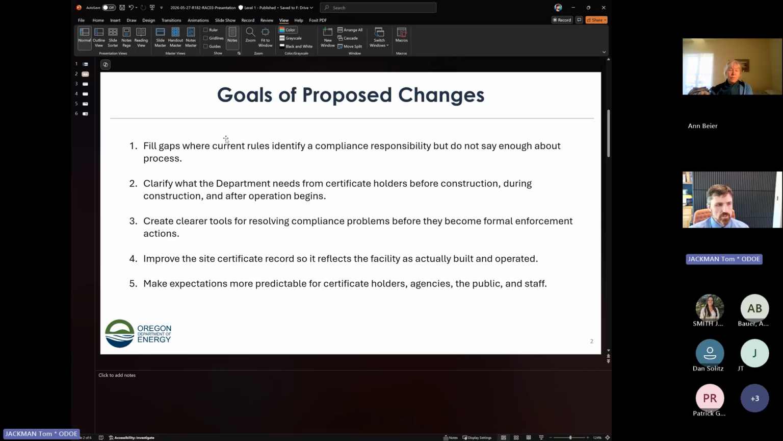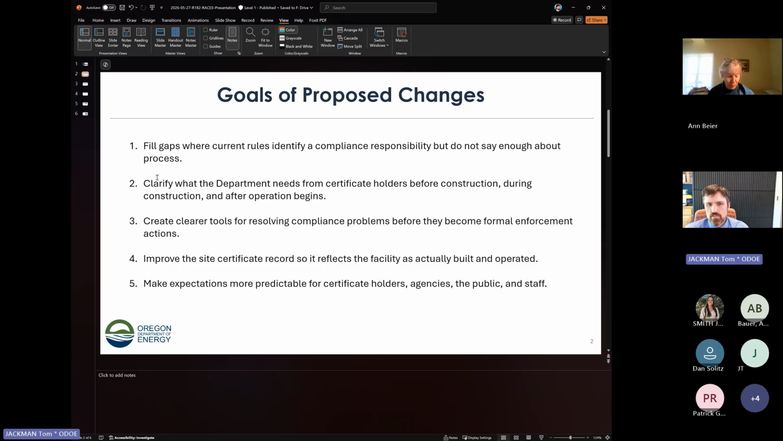First, I wanted to discuss what the main goals are here, which was in the guide that I shared with the group. The primary goal, the number one driver, is to fill gaps where the current rules identify a compliance responsibility either for the developer or for the department. It is either implied that something is occurring or, in some cases, directly mentioned, but the rule does not say enough about the process, and in some cases says nothing about the process. So we're trying to fill those gaps. I think that's probably the number one driver behind this rulemaking.